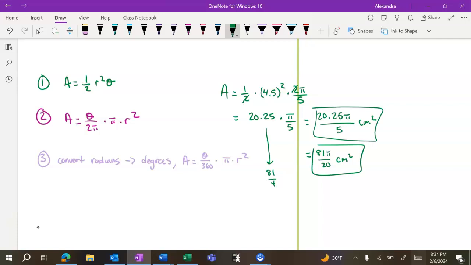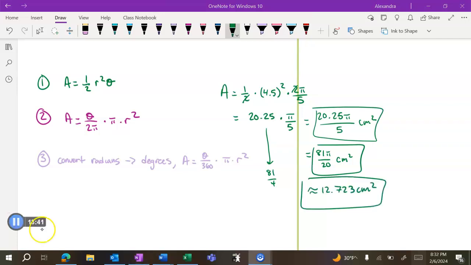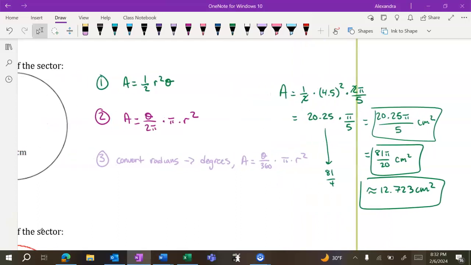Or we can plug into our calculator, we get a decimal of about 12.723 centimeters squared. So again, I'll typically ask you to leave it in terms of pi, but any of these answers are correct. They are all the same thing, just in different forms. And again, any of these three methods should have gotten you the same answer. If you have any questions, please let me know. Otherwise, hopefully this was a good review of arc length and sector area.